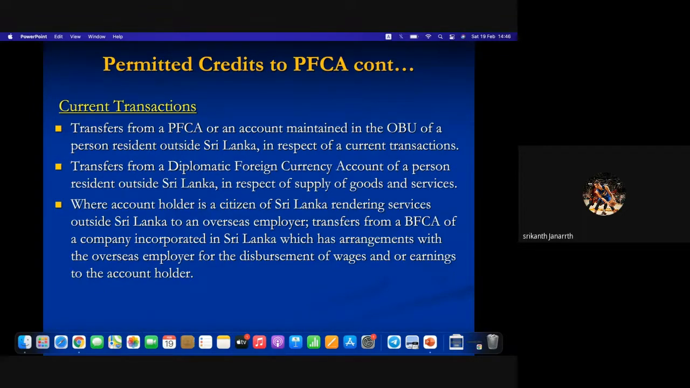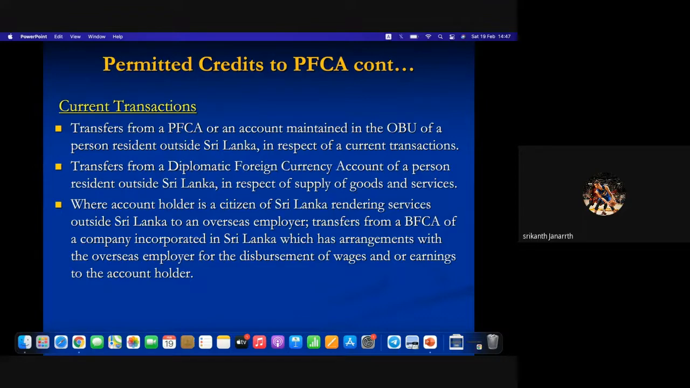And I have the option. Remember, when I am giving advice, I have the option to open a PFCA, provided I have a PFC account. If I don't have one, if I have given some current transaction by way of a service, it's a one-off case. So those funds can come as a credit, as a current transaction, from a PFC account holder or OBU. By OBU you mean a person maintaining an account in an offshore banking unit.